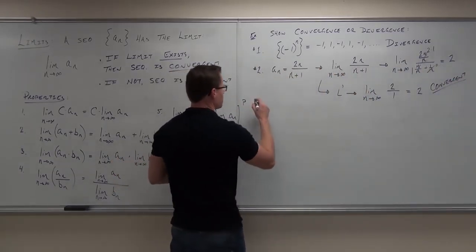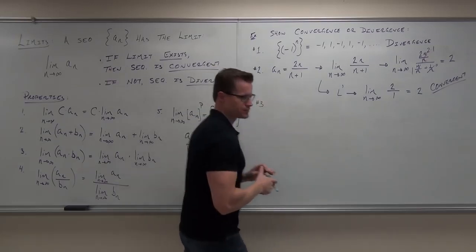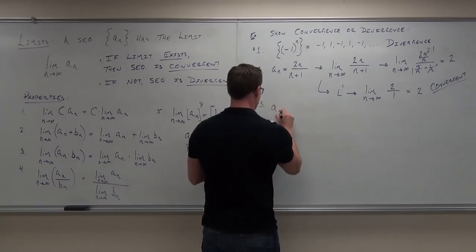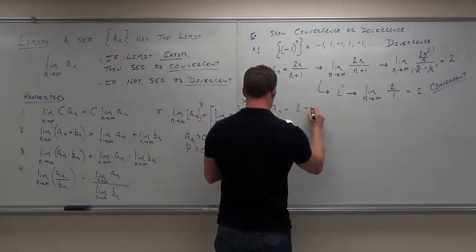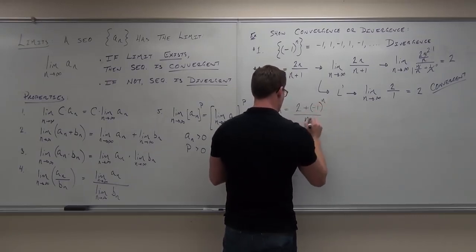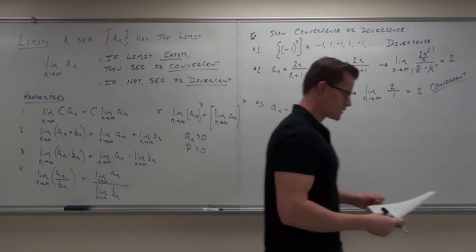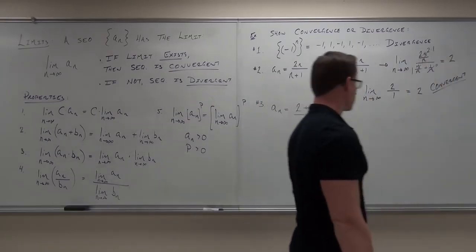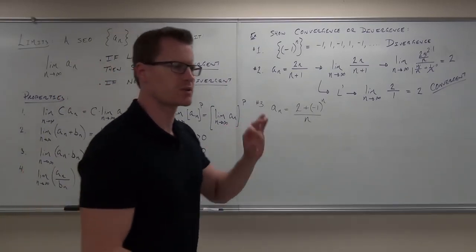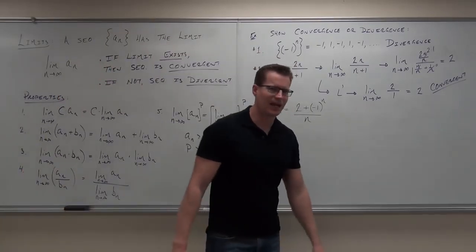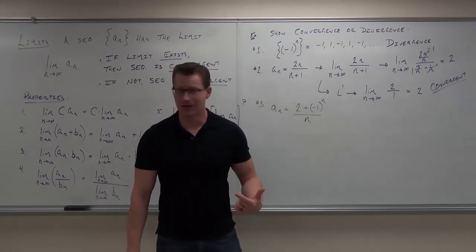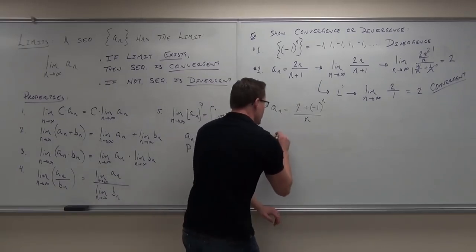Okay, let's do number 3. Two plus negative 1 to the n over n. Goodness gracious. Ladies and gentlemen, how can we check for convergence or divergence of a sequence? What should we do? Take the limit. Don't we love the limits? No, not really. But we can do them because we've learned it from Calculus 1. So let's go ahead, let's take the limit of our sequence.